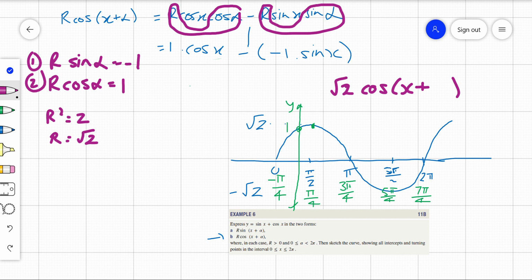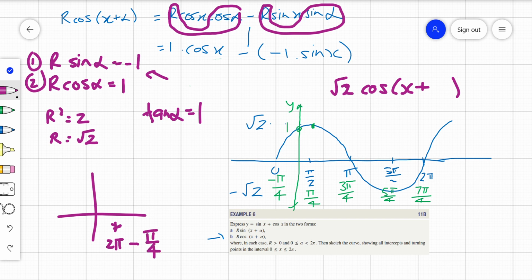So if we think about our quadrants, we've got a negative sin but a positive cos. So we're looking in this quadrant here, and we're in pies. So 2 pi minus our acute angle. If we think of just tan alpha, forget about the negatives now, equals 1, we know that alpha would be pi on 4. So if I had a common denominator, this would be 8 pi on 4. So I'm going to get 7 pi on 4 here. So my alpha is 7 pi on 4.